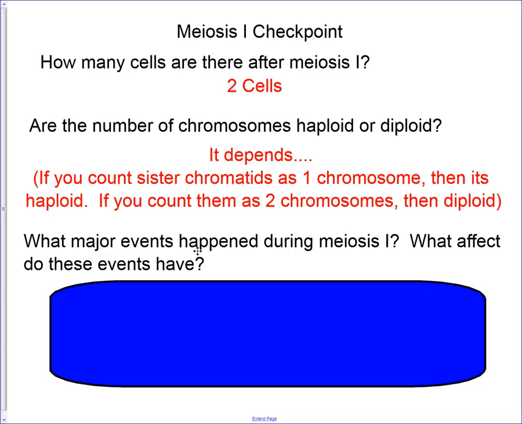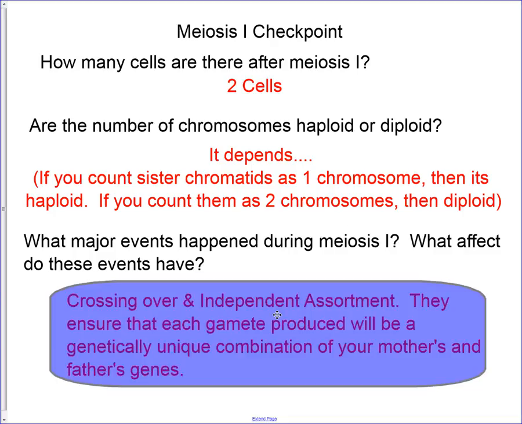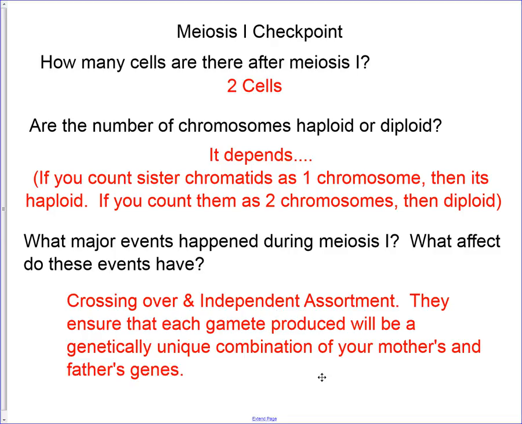What major events happen during meiosis 1? That would be crossing over and independent assortment, and they ensure that each gamete produced will be a genetically unique combination of your mother's and your father's genes.